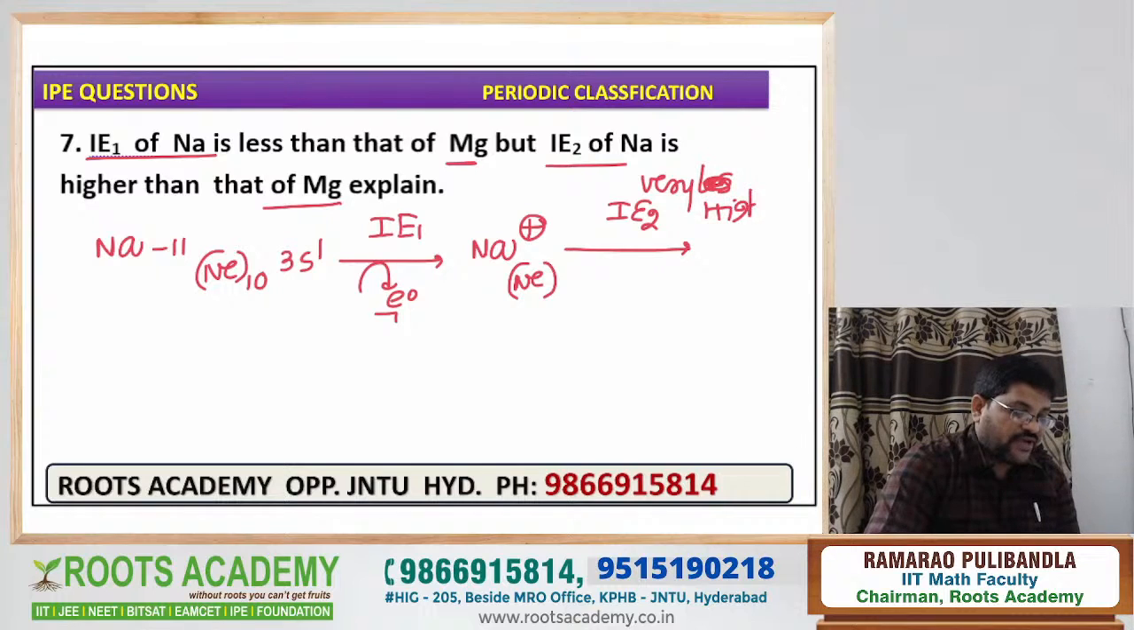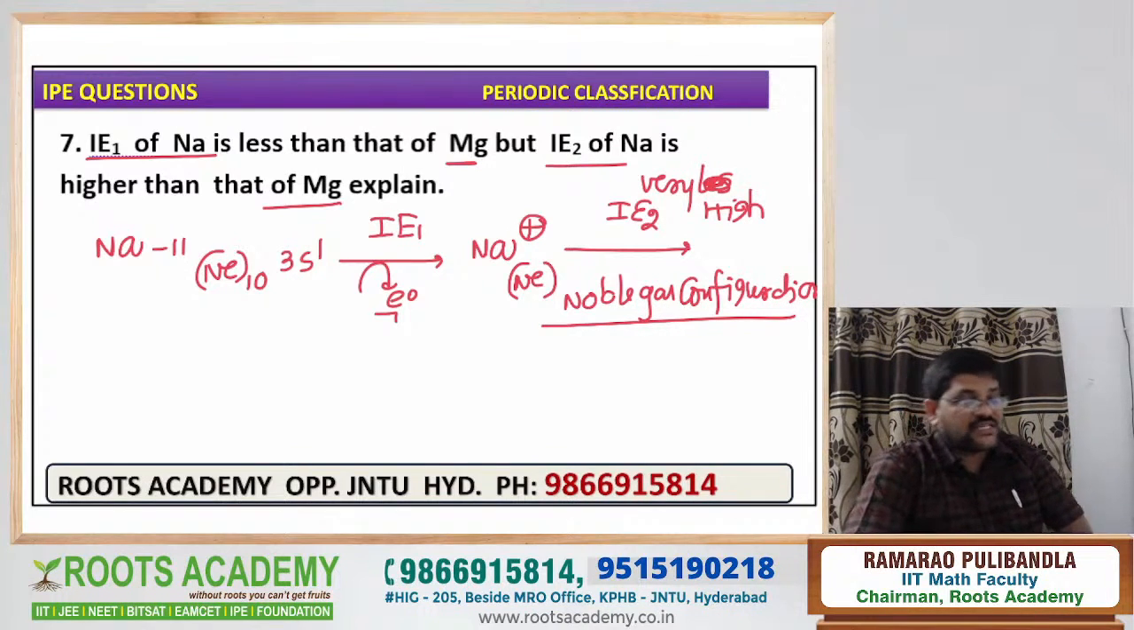Simple logic. Very, very high. Simple logic, because Na plus is stabilized by noble gas configuration. Simple statement. What I am saying? Na plus is stabilized by which configuration? Na plus is stabilized by noble gas configuration. Therefore, ionization energy 2 is very difficult.